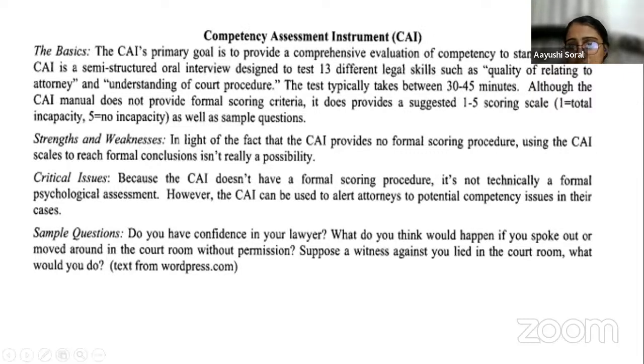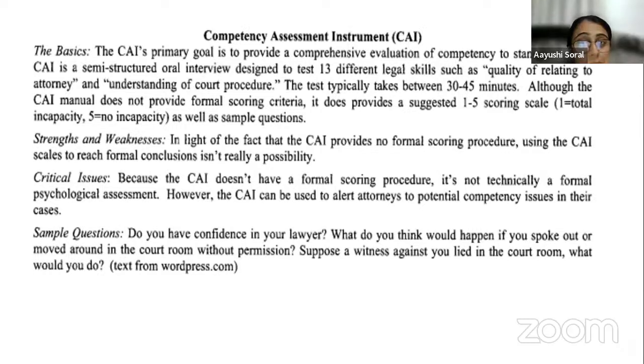First is, I think, quality of relating to attorney. Second is, again, understanding of court procedure. And third, again, is understanding of court procedure. Okay, anything else? Like, how is it able to show you the competency? See, this test is testing 13 different legal skills.